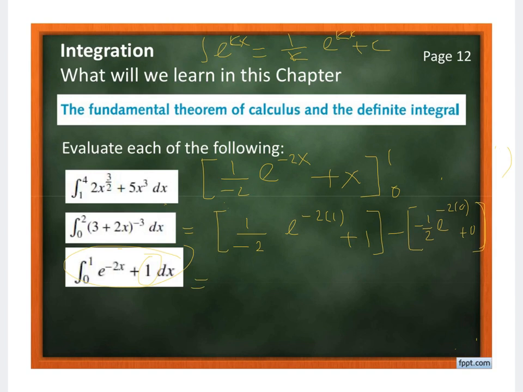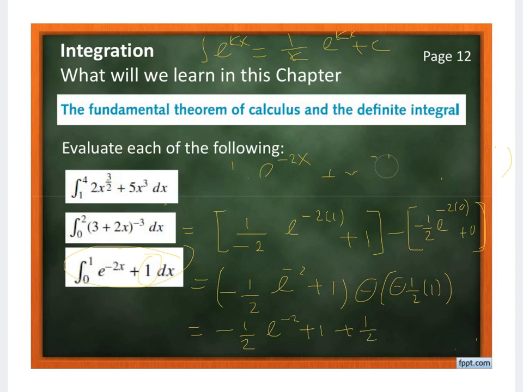So equal negative 1/2 e negative 2 plus 1 minus, everything exponent by 0 is 1, so negative 1 times 1, so equal 1 over negative 2 e negative 2 plus 1 plus negative, meet negative become plus, so the answer equal negative 1/2 e negative 2 plus 1 plus 1/2 equal 3/2. This is the answer.